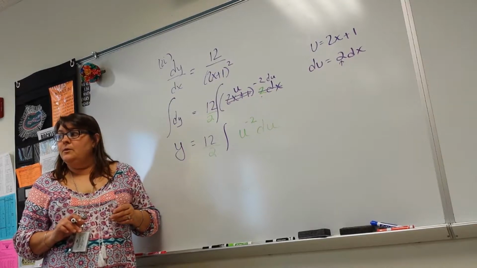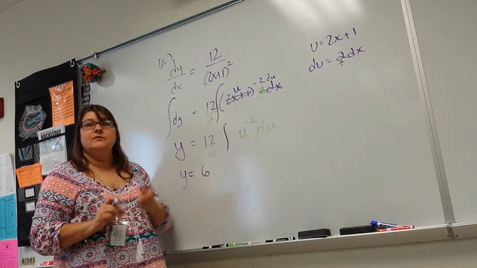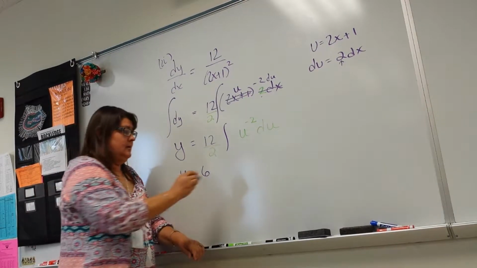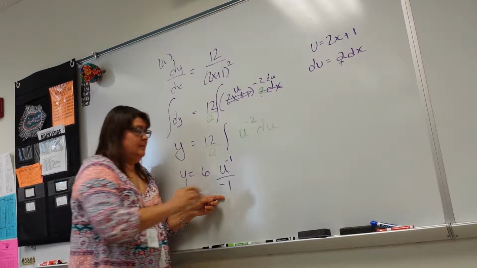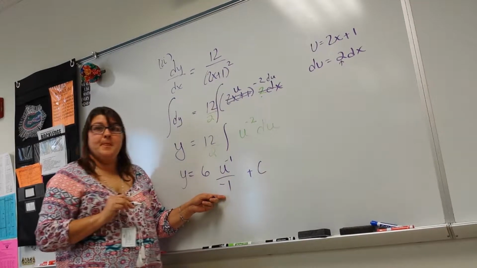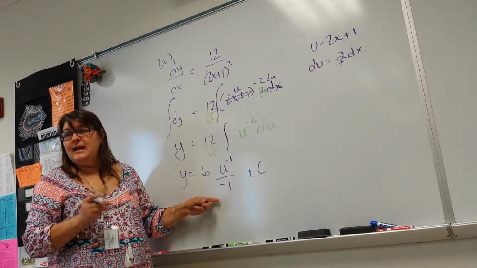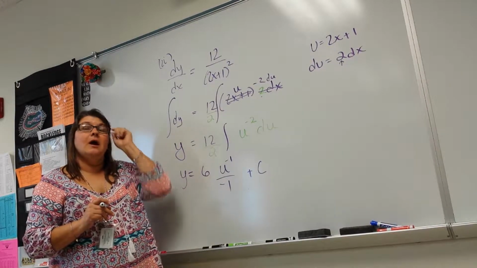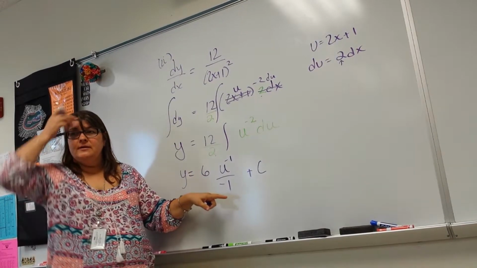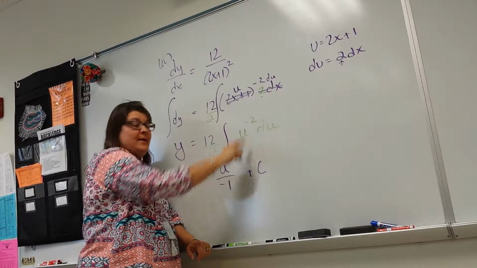Okay, so now y is equal to 6 times the integral of u to the negative 2. What's the integral of u to the negative 2? u to the negative 1 over negative 1. Everybody okay with that? Plus c. Why does it have to be plus c? Because I don't have an a and a b. Why is it negative 1? Add one to the exponent up here, and then put that at the bottom. Because remember, whatever we added 1 to, we put on the bottom.